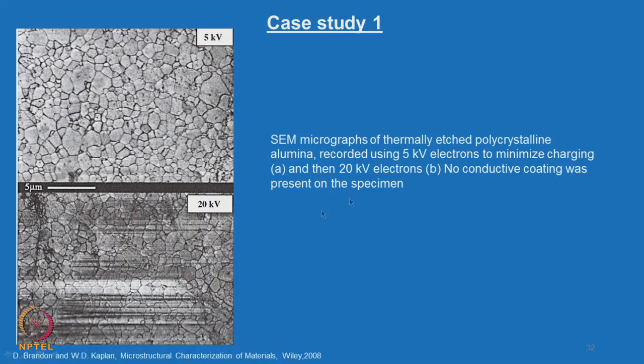So, here in this image no conductive coating was present on the specimen. So, you can see that charging is taking place. So, what do you make out of these two micrographs? One is taken at low kV and one is taken at higher kV. You can see that higher kV does not help much in getting good images.